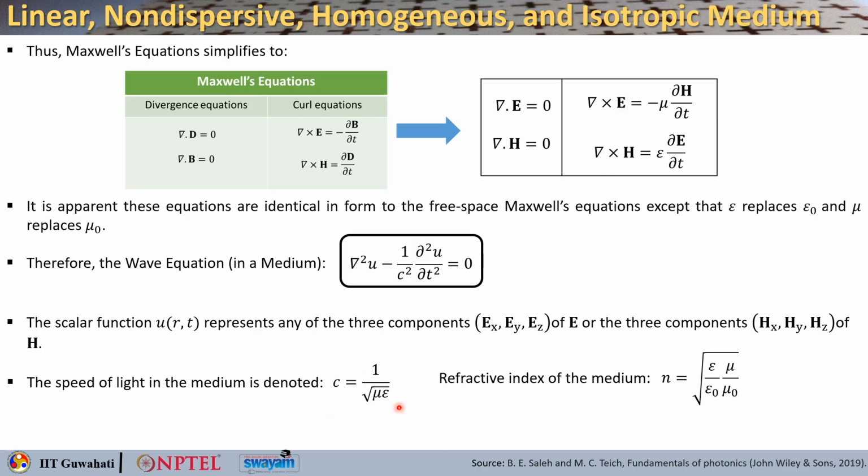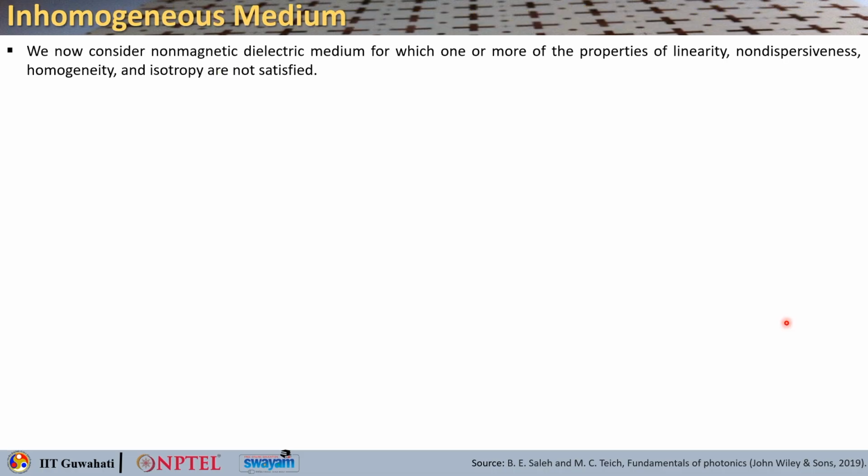For a non-magnetic medium, if you consider mu and mu naught to be equal, this goes off. Whatever you have here is nothing but epsilon R, and you can write this as 1 plus chi. So, refractive index n can be written as square root of epsilon R, or square root of 1 plus chi. Now, let us see how things change in the case of an inhomogeneous medium.